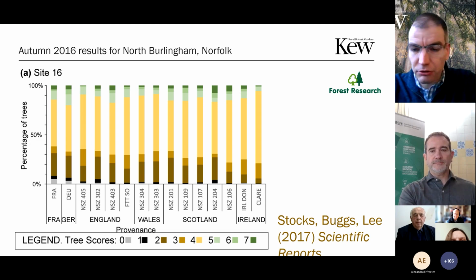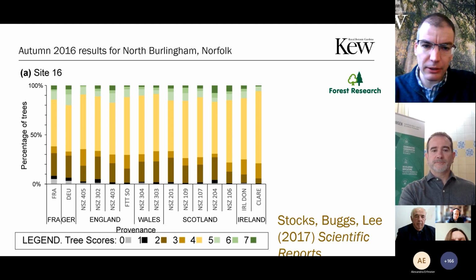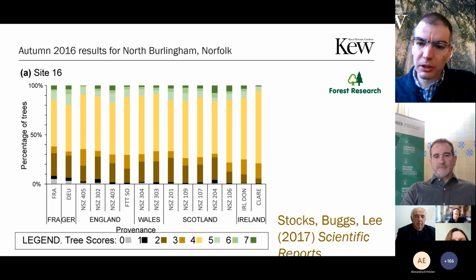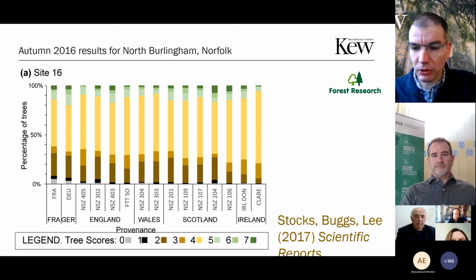This was in 2016 when the trees had been in the ground for 4 years. So this is just after 4 years. Of course, subsequently, more of the trees that then were healthy have become unhealthy. But this gives us a snapshot of which trees were remaining healthy for longer.